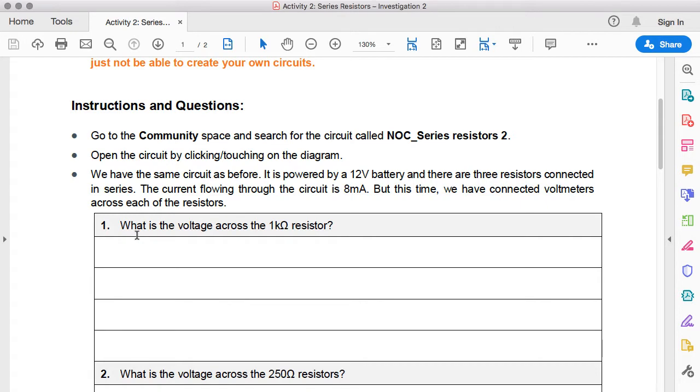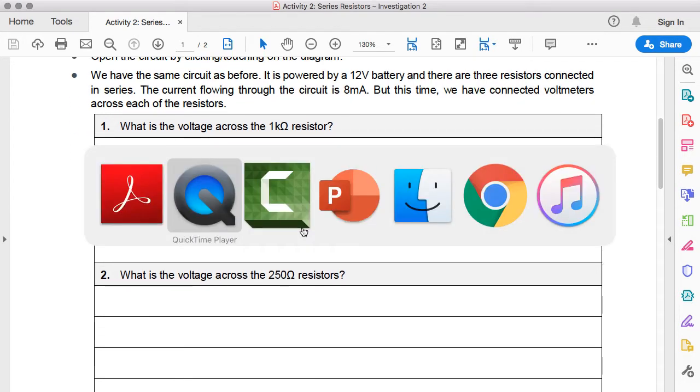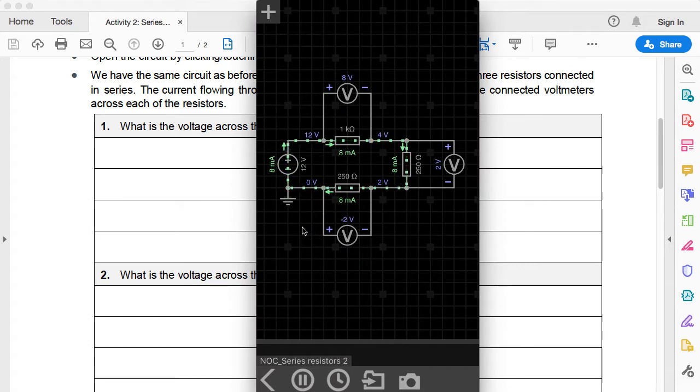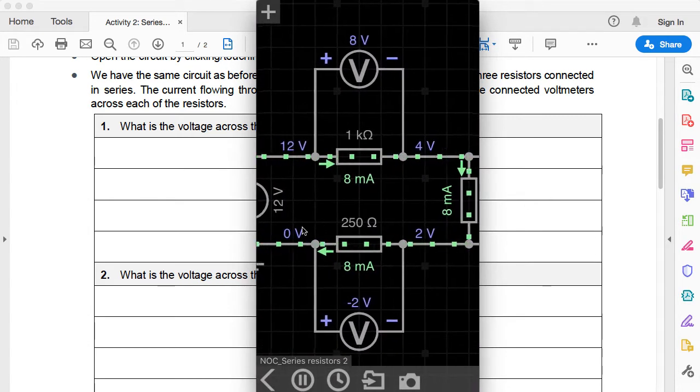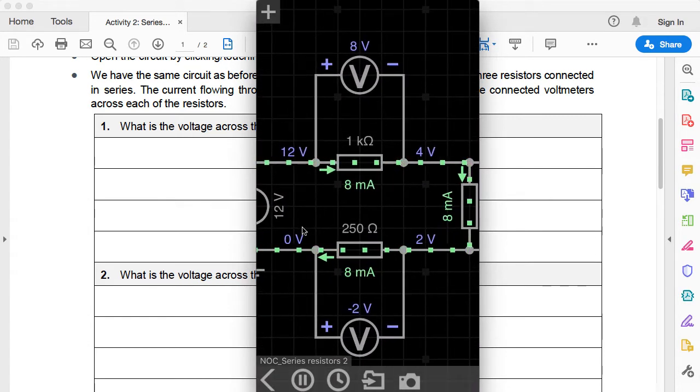Now it asks us, what is the voltage across the 1 kilo ohm resistor? So let's have a look. Here's the 1 kilo ohm resistor, and we can see that the voltage across this resistor is given as 8 volts. We can see that in the purple writing above the voltmeter. So the voltage across the 1 kilo ohm resistor is 8 volts.